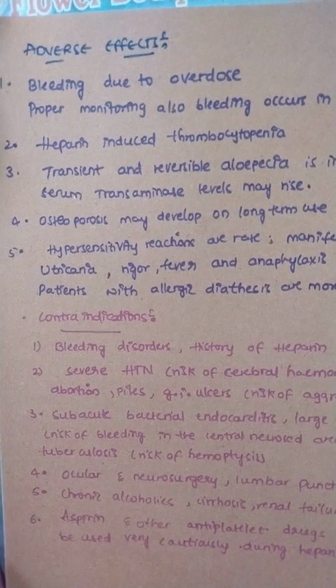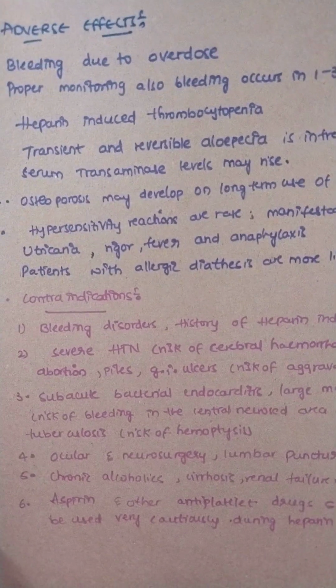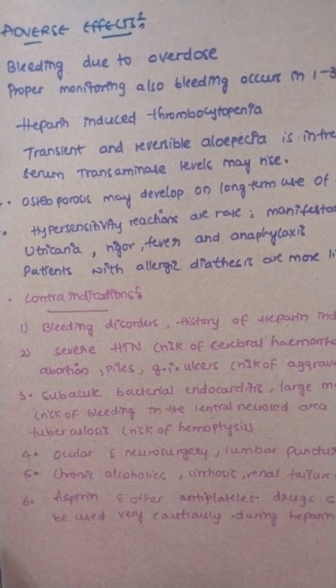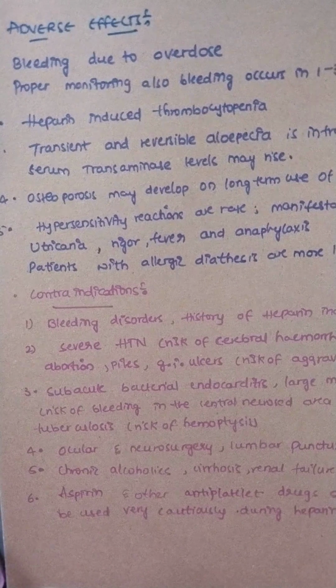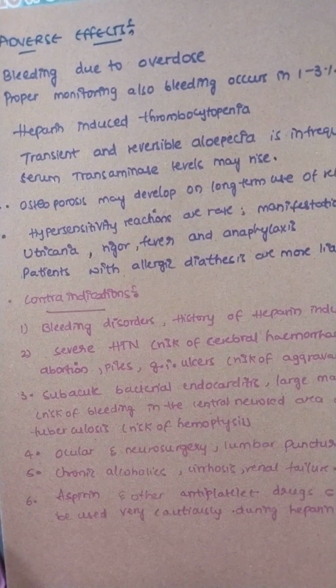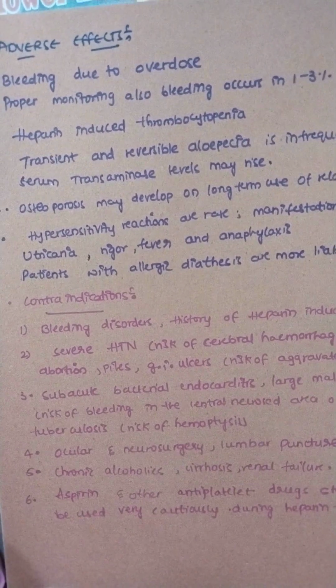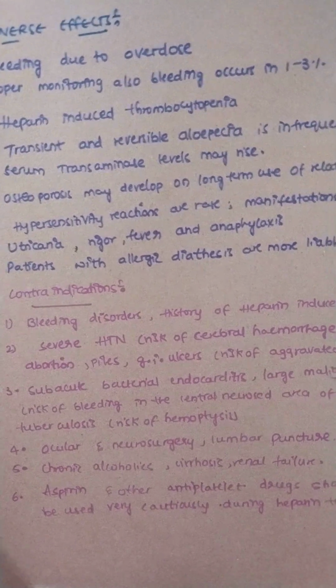Another important one we should remember, we should not give heparin intramuscularly, because it may cause hematomas. Be careful and cautious while giving heparin. We should give subcutaneously 5,000 units to 10,000 units. It is better.